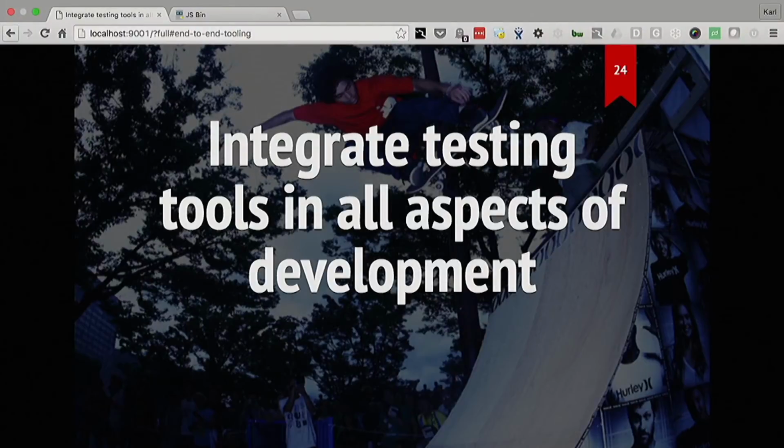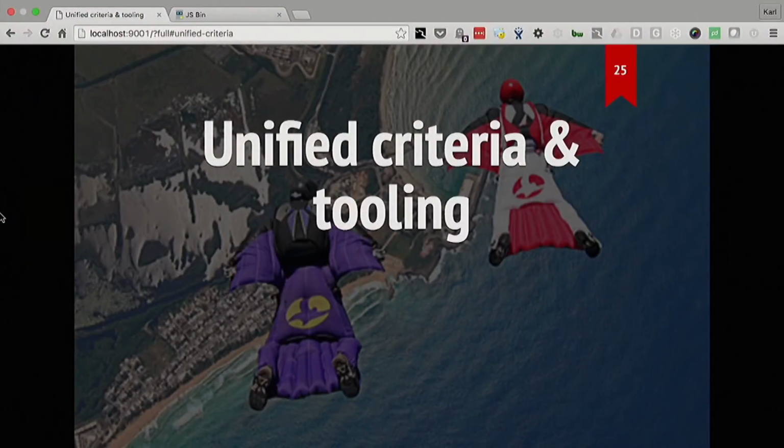Integrate testing tools in all aspects of development. We know that automated testing, whether it's accessibility testing or security or whatever, isn't going to do everything. In accessibility, automated testing can only catch about 30% of the accessibility best practices that are out there. But to the extent that we can find things, we should. And it should be in the hands of everybody, all the way from design to production to content creation. Everybody should have access to accessibility testing.